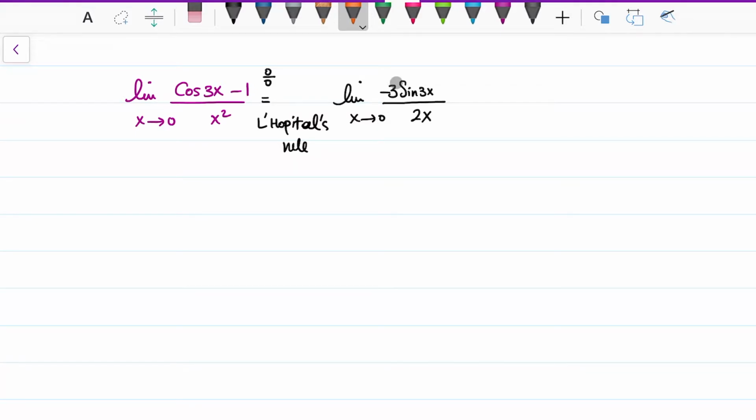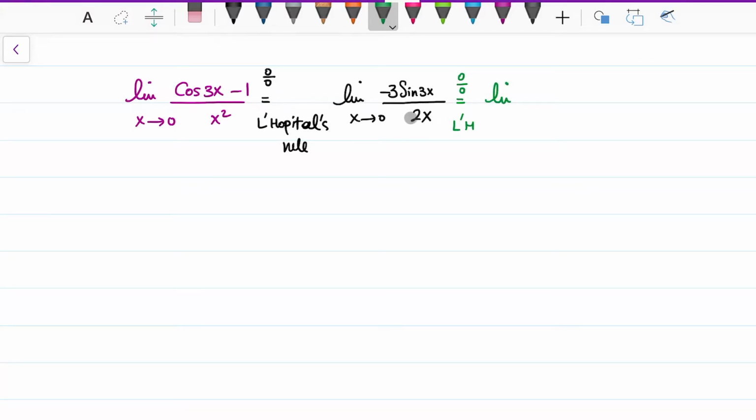When I plug in 0 into the numerator, I get negative 3 sine of 3 times 0. Let me write this. I get negative 3 sine of 0 over 2 times 0, which is 0. Sine of 0 is 0, and again I get 0 over 0. Okay, so again I have this situation, which is indeterminate. So I'm gonna use L'Hopital's rule one more time, and as a hint, I'm gonna write, okay, I get 0 over 0. I'm gonna use L'Hopital's rule one more time.